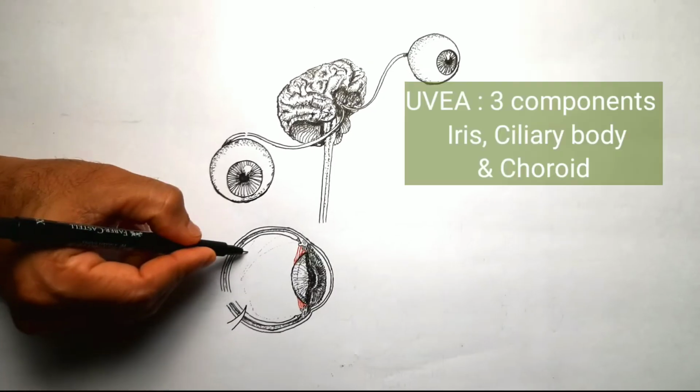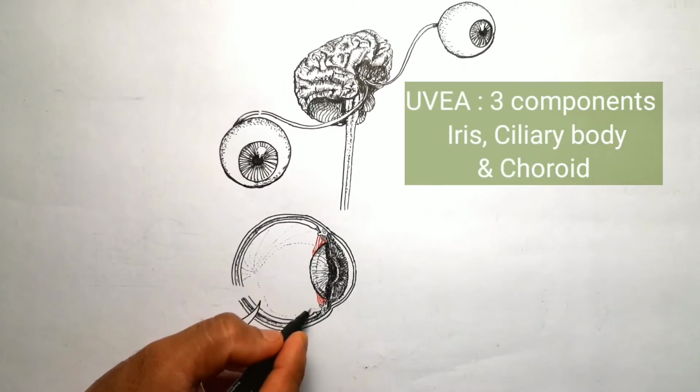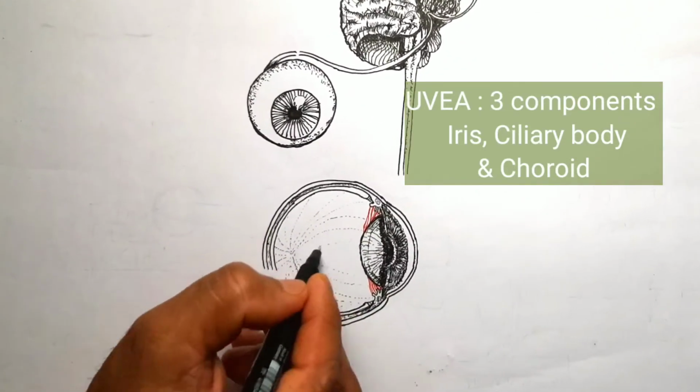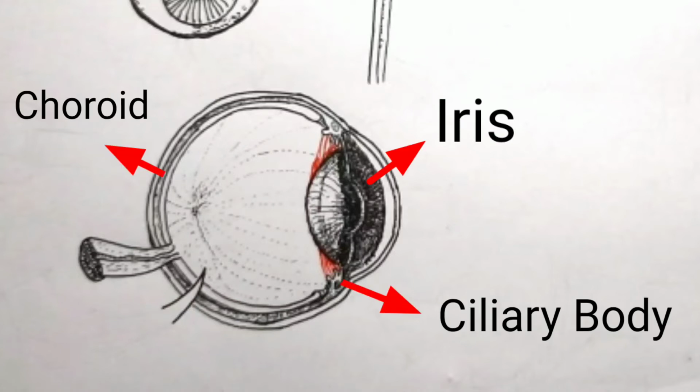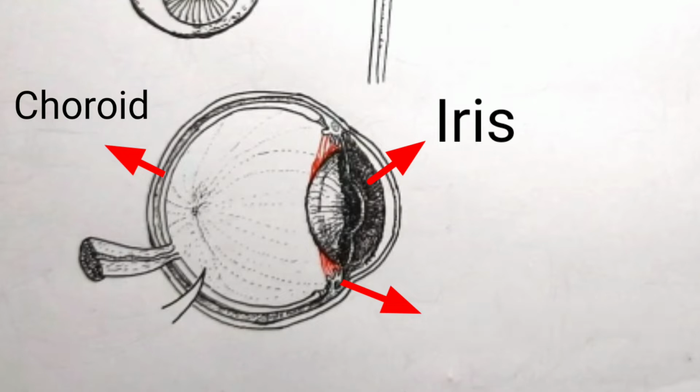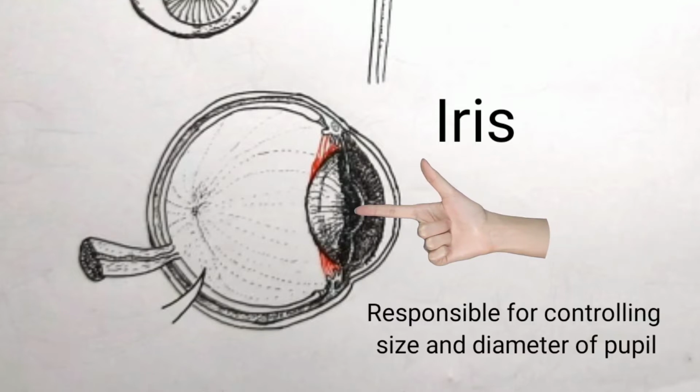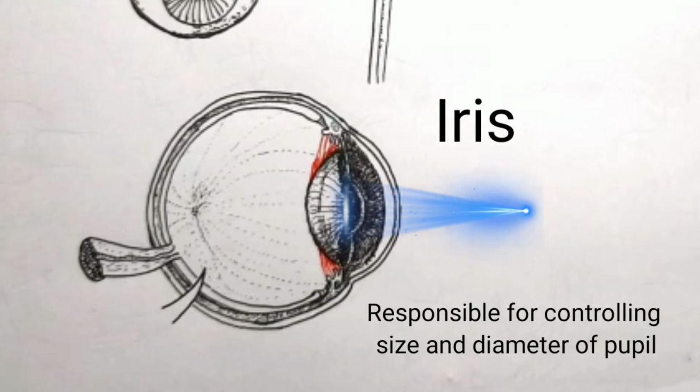The uvea is the vascular middle layer that lies just beneath the sclera. It is composed of three main parts, from front to back: the iris, the ciliary body, and the choroid. The iris is the anterior-most part of the uvea. There is an opening at the center of the iris known as the pupil. It gives color to the eye and acts like the diaphragm of a camera. So, it is responsible for controlling the diameter and size of the pupil and thus the amount of light reaching through it to the lens.